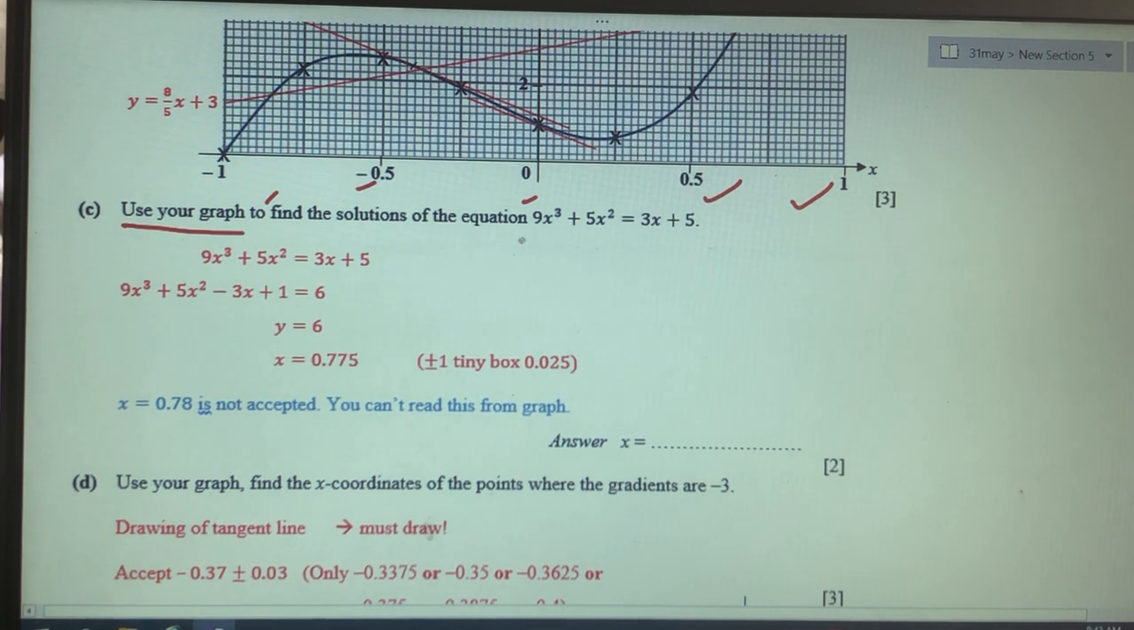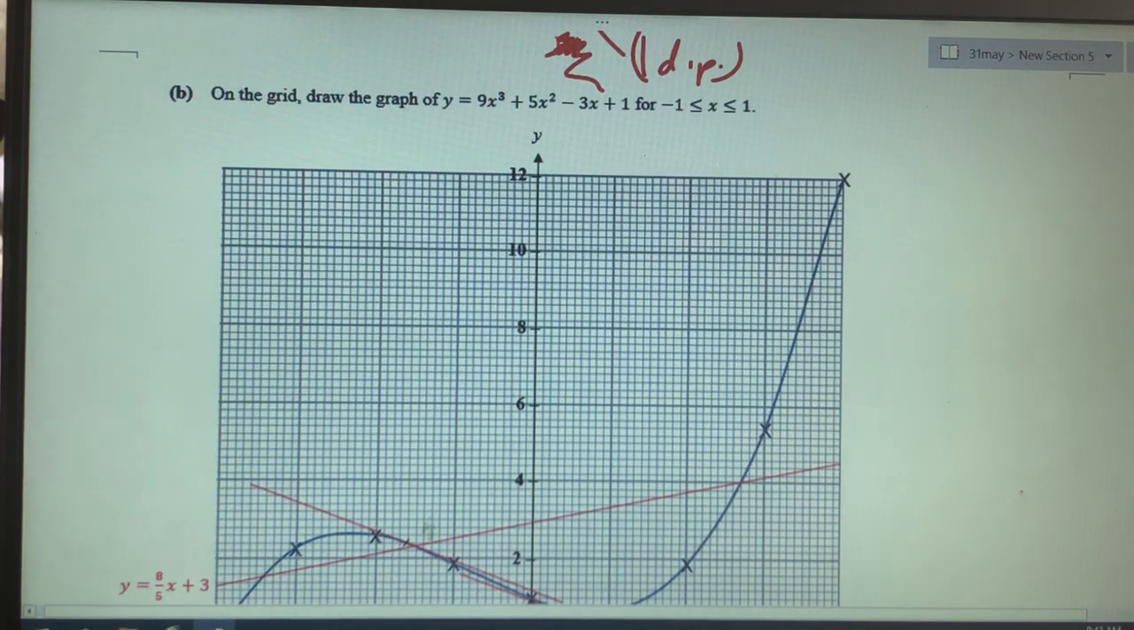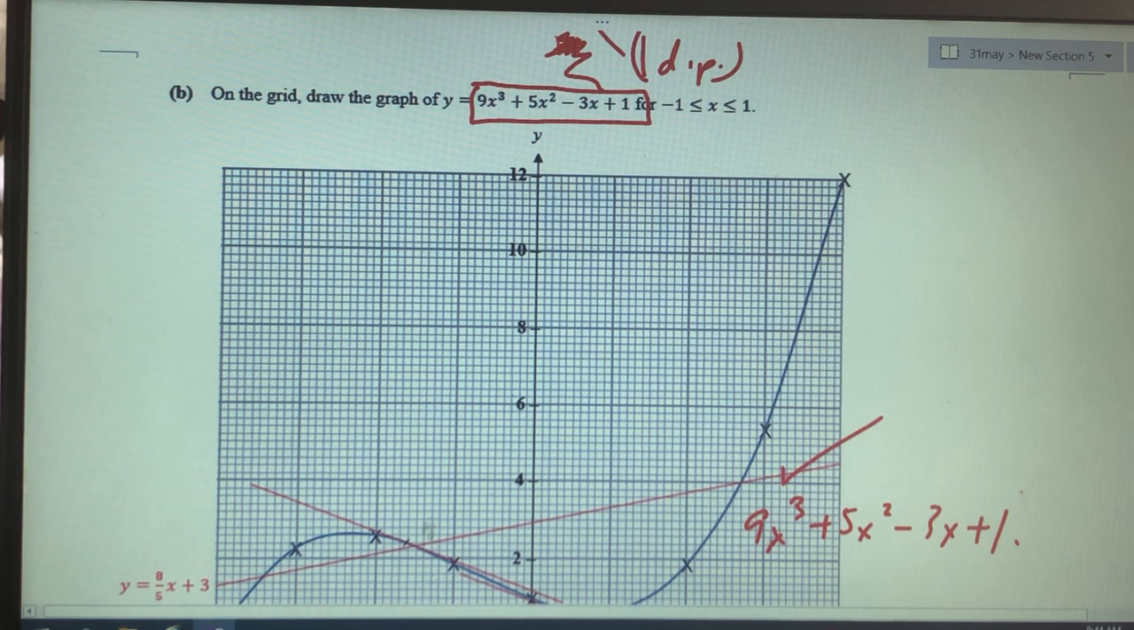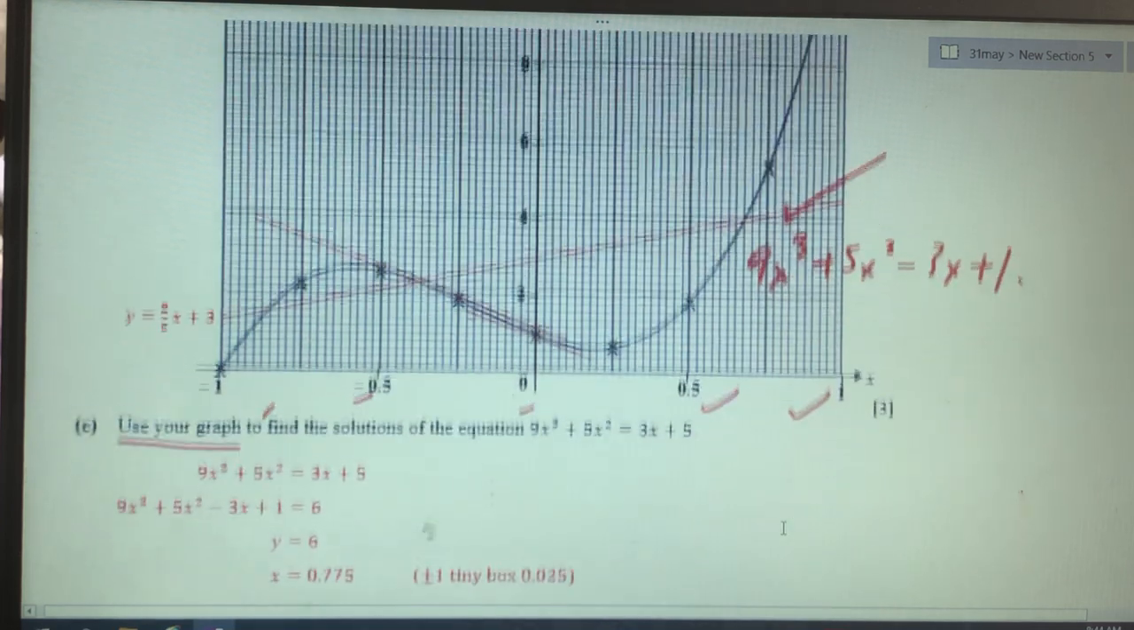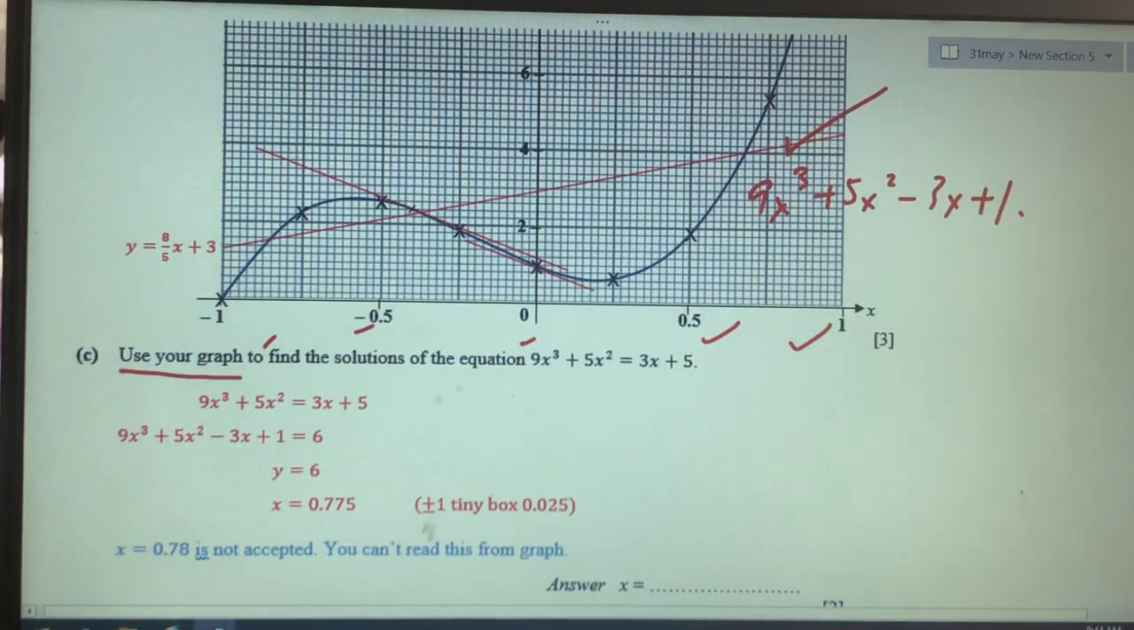What you need to do is manipulate this given equation that you need to solve into this graph that you have drawn. That means you need to get this part here. So how do I get this part here? Let me write down this equation. You go step by step, starting with the highest power term. This and this are the same, very good. Then the next highest, same, very good.